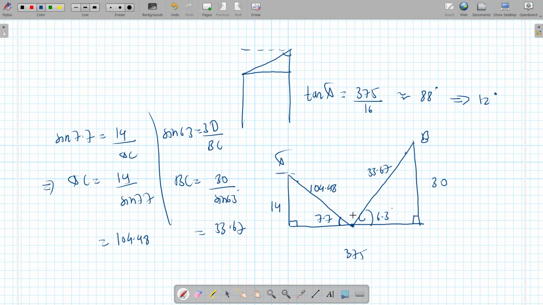So I'll just use Pythagoras here. So 104.48 squared minus 14 squared. This one is 103. The other one will obviously be less. So this one's 15.28. So this guy is way closer than the other guy, and that's the answer to this question.